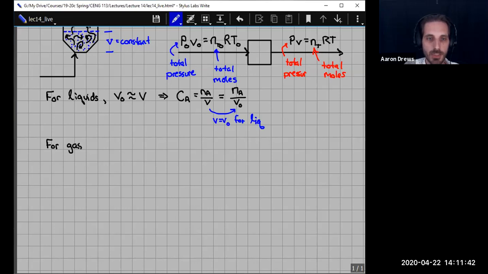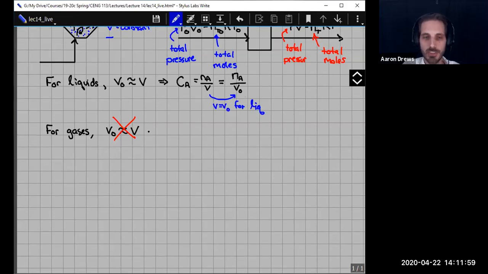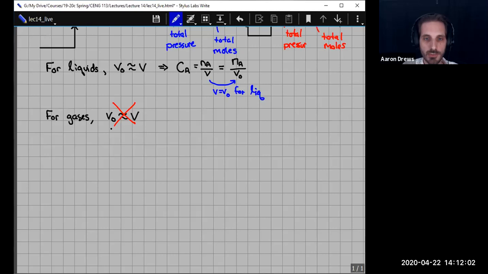In this case, for gases, we will never be able to assume at the outset that V is equal to V zero. So this will not hold. If you catch yourself writing that for a gas, double check. It may hold in some limited cases that we'll see here in a moment, but generally speaking, it will not hold. The reason that it will not hold is because we can write the ideal gas law twice. If we write the ideal gas law for the inlet, it's P0V0 is equal to NT0RT0. If we write it again for the outlet, PV is equal to N sub T R T.